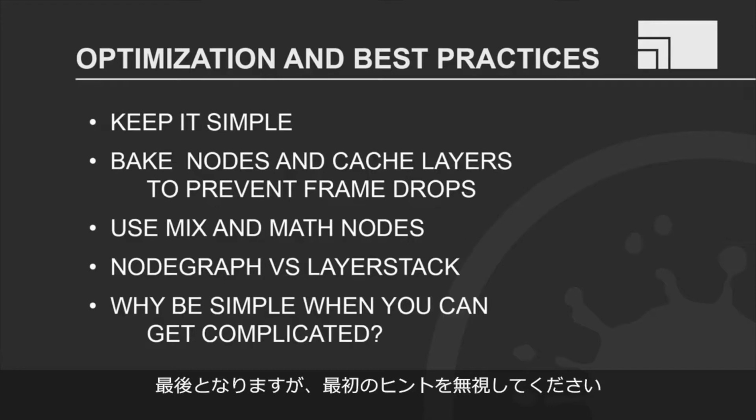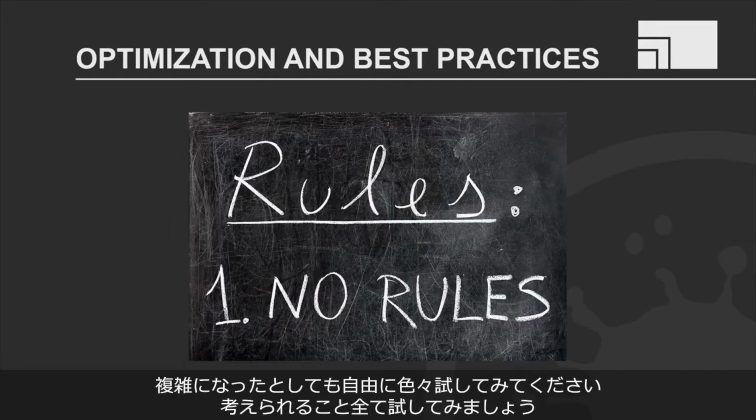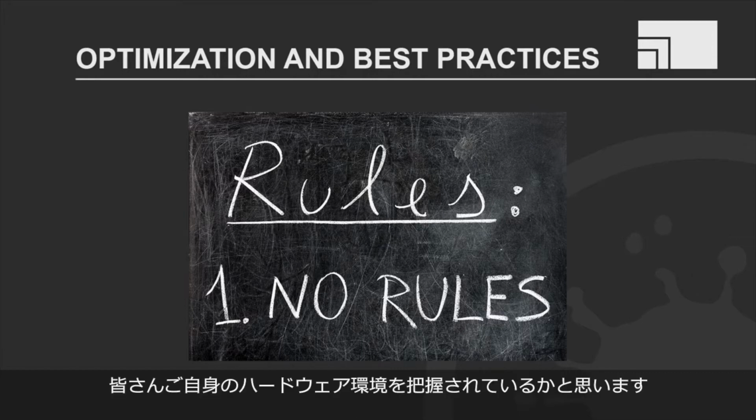Lastly, ignore my first tip. Explore and get complicated. Who cares about the rules? Don't let me tell you what to do. Add as many things together as you can think of. Search for the limitations of the software on your own. You know your own requirements and the abilities of your hardware.